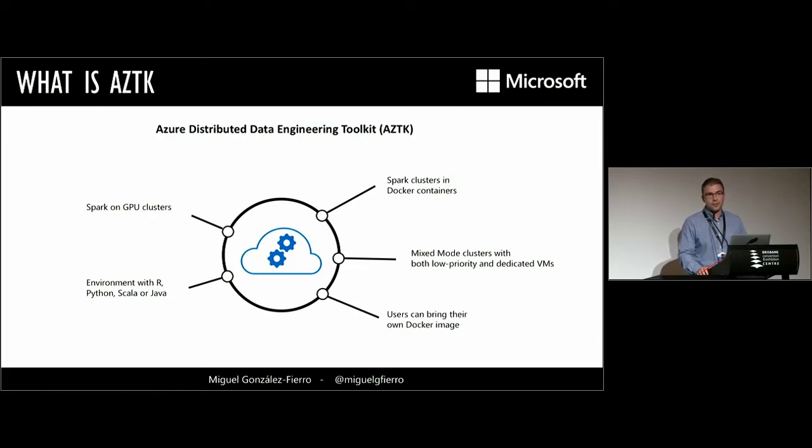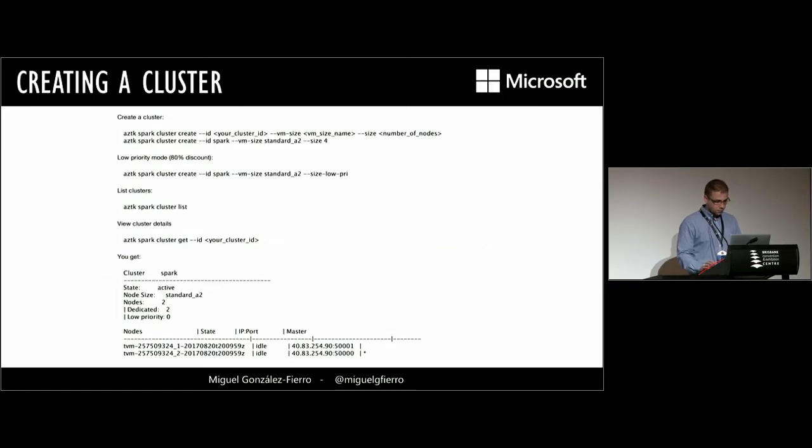And finally, you can use this CLI with different languages. Obviously, in our conference, we are very interested in R, but also others like Python or Java or Scala. I would like to ask for your forgiveness, but I'm going to show some code, just so you get a very good understanding of how easy it is to deploy these clusters with the AZTK CLI.